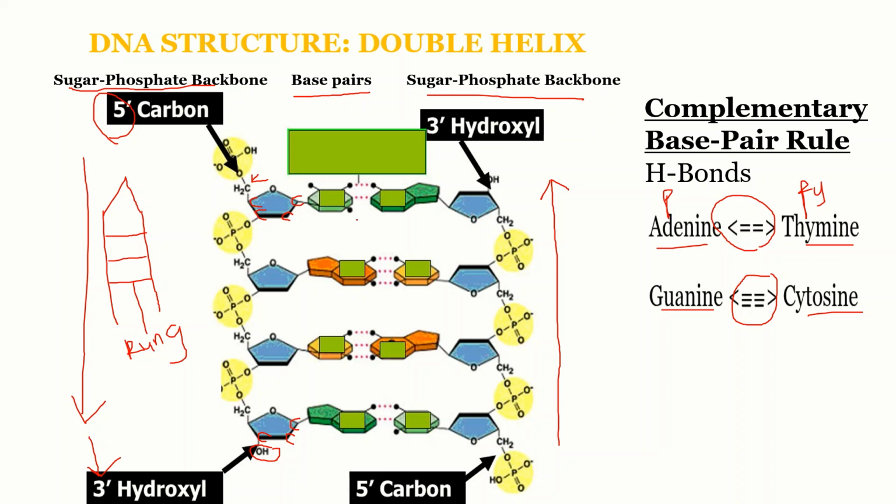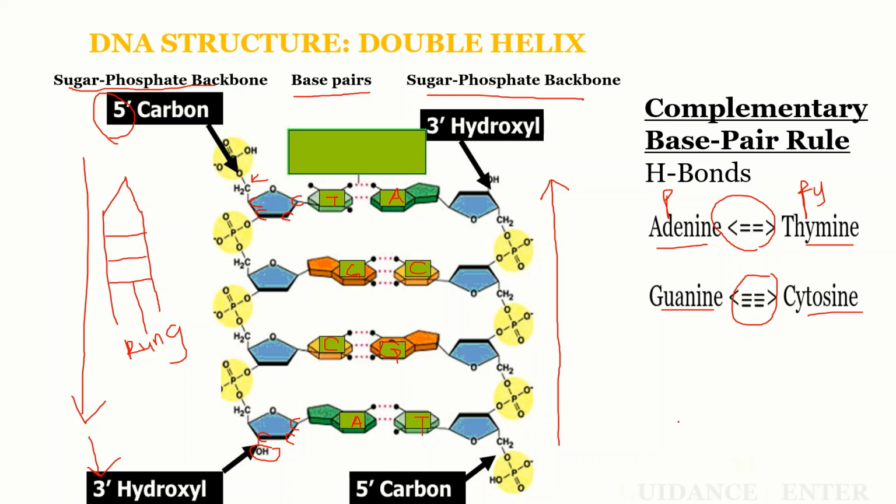So we can fill up our diagram. This has a 6-membered ring only, meaning it must be a pyrimidine. And because there are 2 bonds, this is thymine, and it binds to adenine. And here we have 3 bonds, and this has 2 rings. This is a purine. That is guanine, and it binds to cytosine. And this is cytosine, this is guanine. And this one has 2 bonds, and you see this is a purine, so this is adenine, and it binds to thymine.